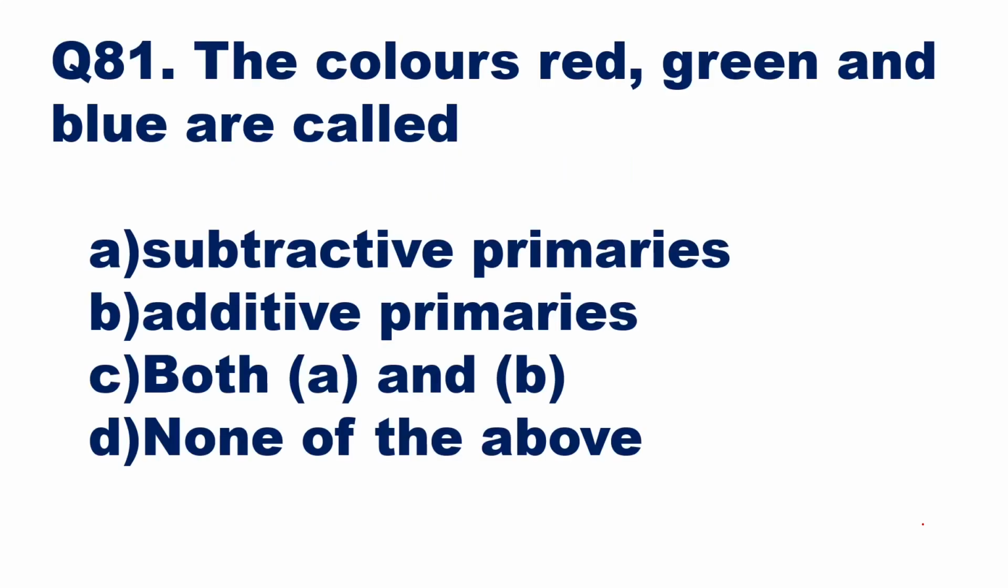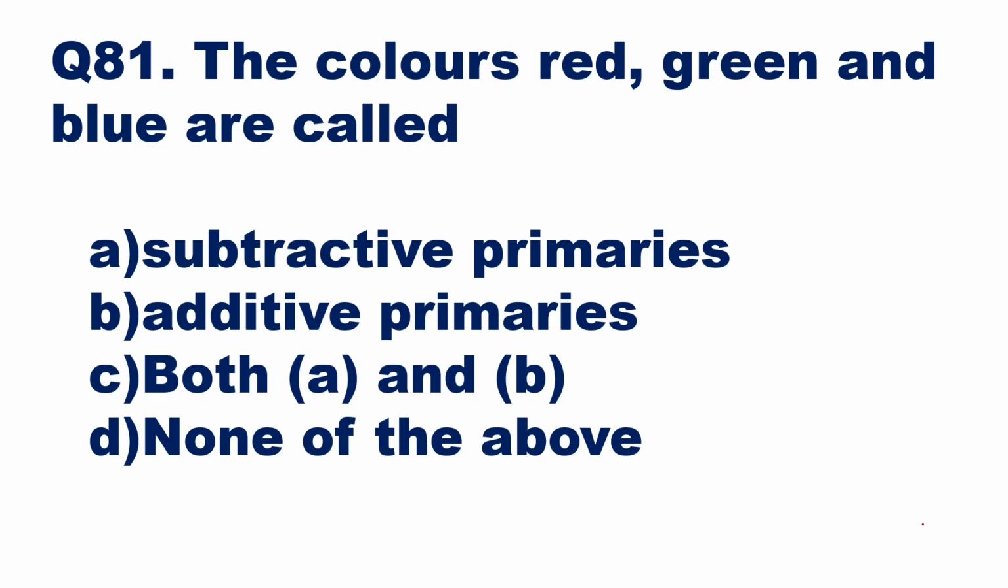The first question here, question number 81: the colors red, green and blue are called what? We know that the colors red, green and blue are called primary colors. But in the options he has given subtractive primaries, additive primaries, both A and B, and none of the above. Here red, green and blue are called additive primaries.